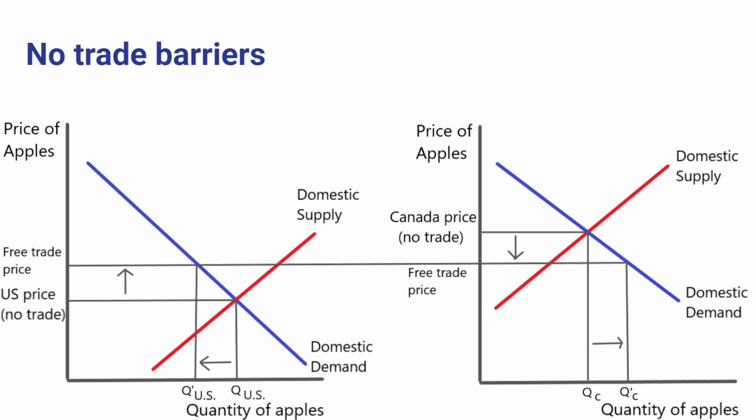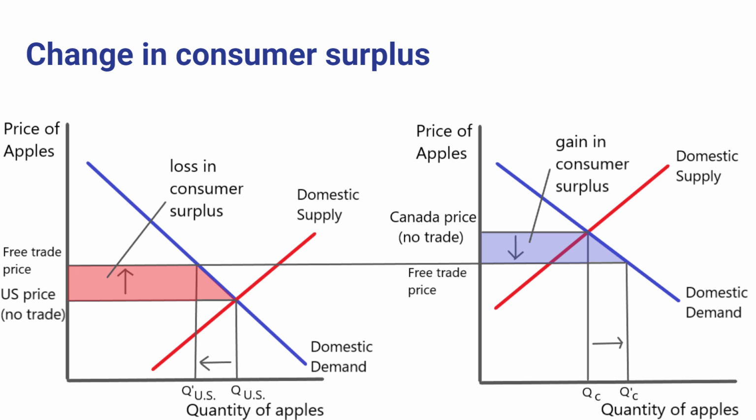But let's talk about the welfare effects of this, how this affects consumers and producers. If we look at the effect on consumers, what we observe is that US consumers would be worse off because now they have to pay a higher price. Canadian consumers would be better off because they'd receive a lower price. We can measure this using consumer surplus. Specifically, the diagram on the left illustrates the loss in consumer surplus that would be received by US consumers in response to the higher price of apples.